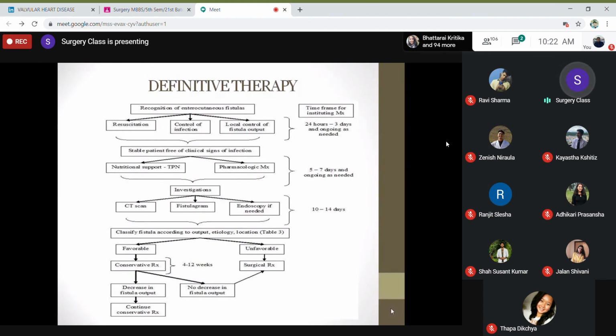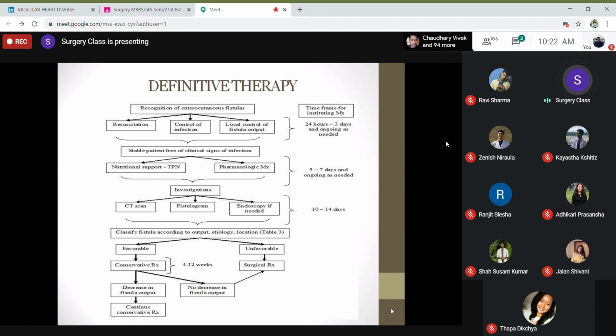So 5 to 7 days, and if the patient is doing fine, good. You give nutrition, put the patient on good nutrition supplements, and then if everything is good and if the fistula is healing, then no surgery is required.